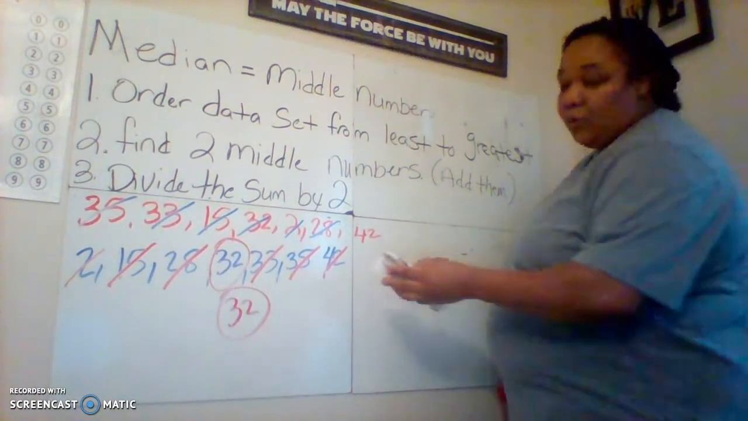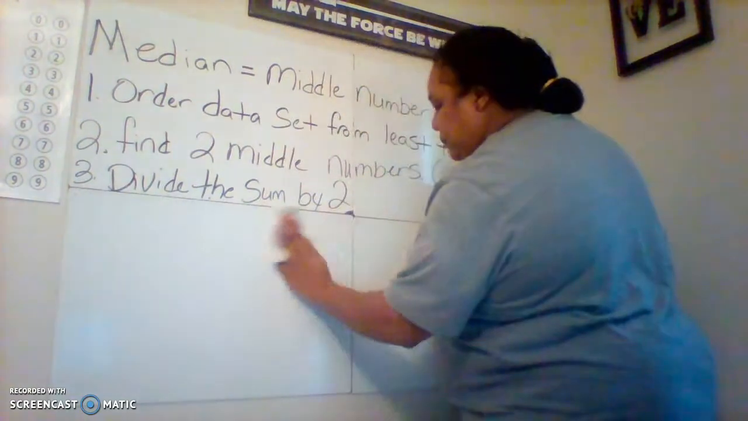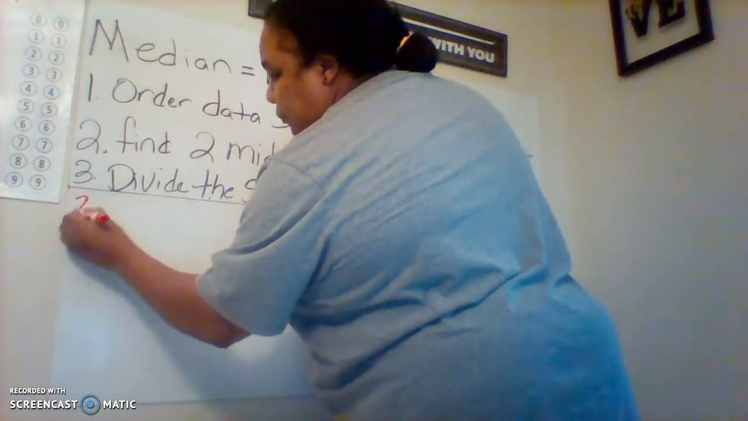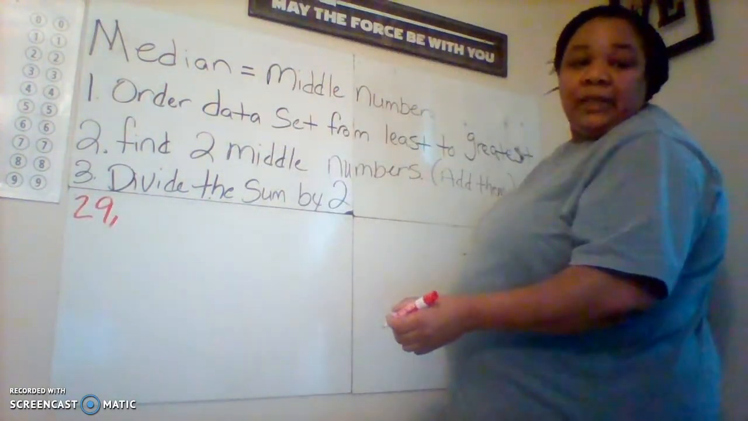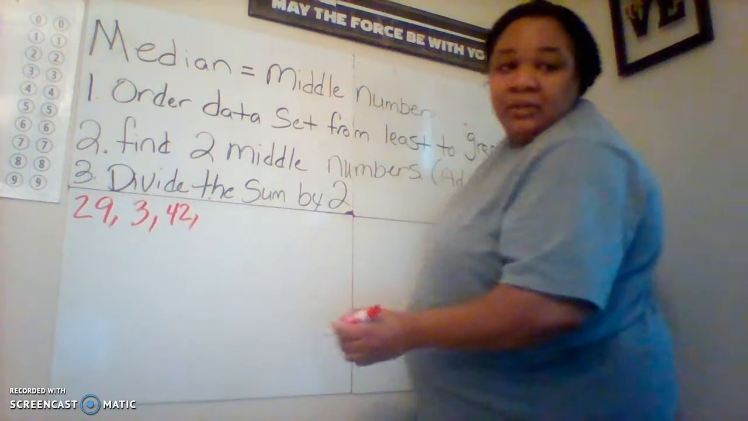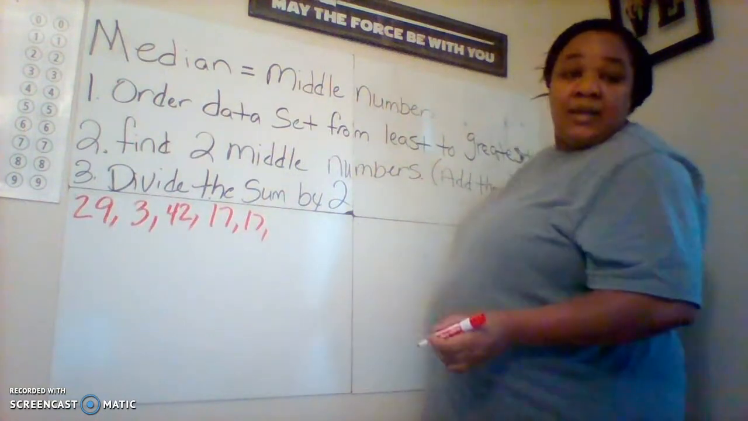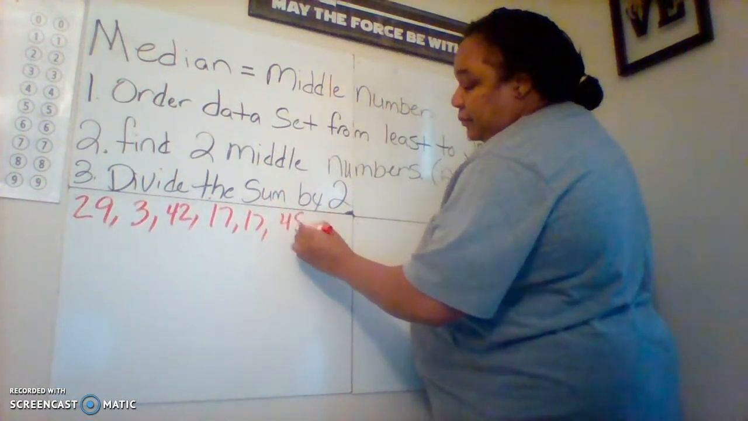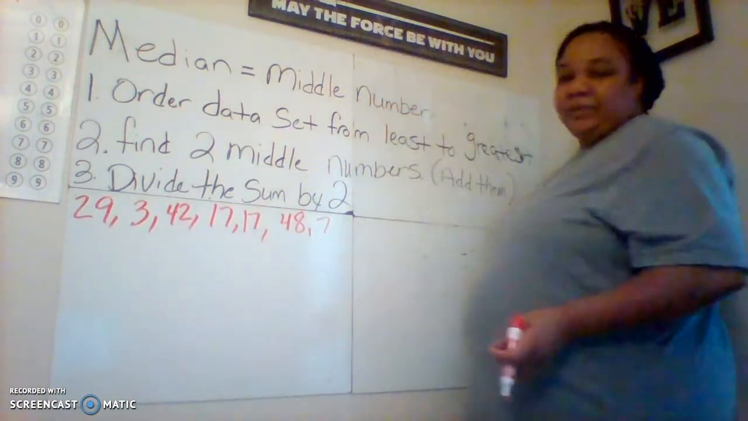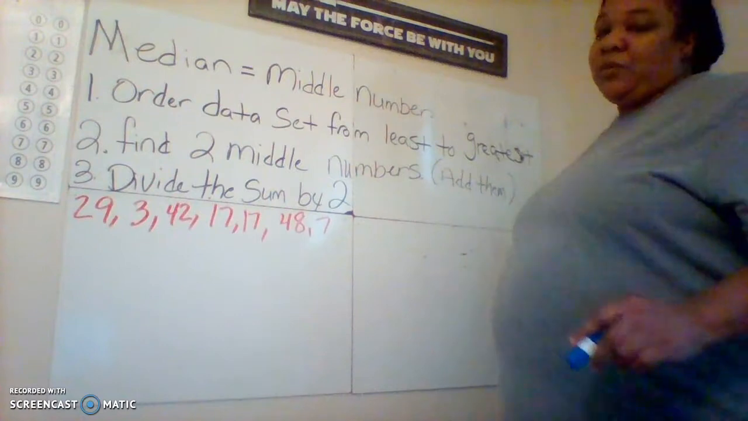Our next one, we got another data set. Make sure you write this down. We got 29, 3, 42, 17, and 17 twice, 17, 17, 48, and 7. This is a 17, so I'm going to rewrite. I make mistakes too. Okay, the next thing we're going to do is put them in order from least to greatest, smallest to largest, okay?